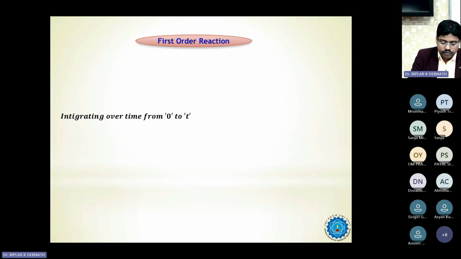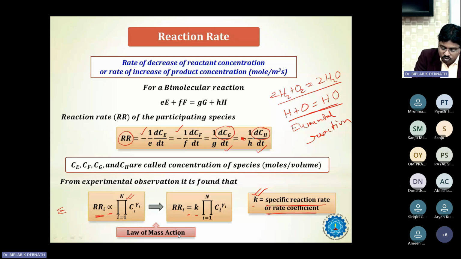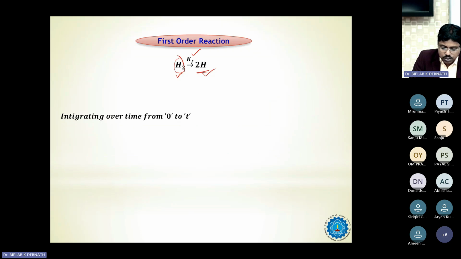A first order reaction is a reaction where only one particular element is participating, with a forward reaction rate kf, and it is producing just one product. So the reactant is one, the product is one. Why is it called a first order reaction? Because in the law of mass action, here you have the constituents, and the concentration of only one constituent is there. So this type of reaction is called a first order reaction.